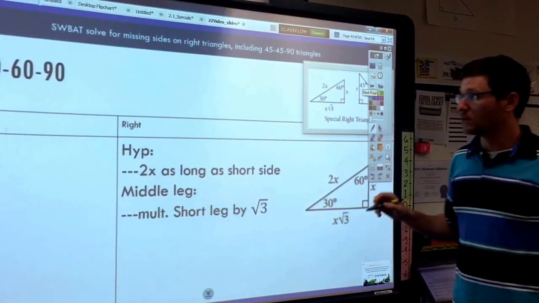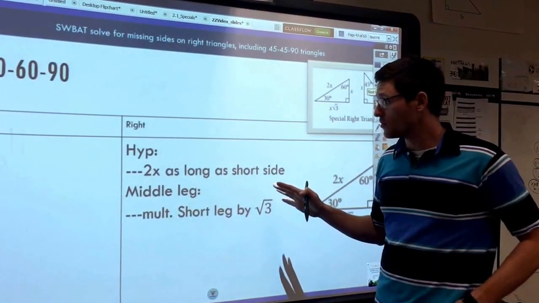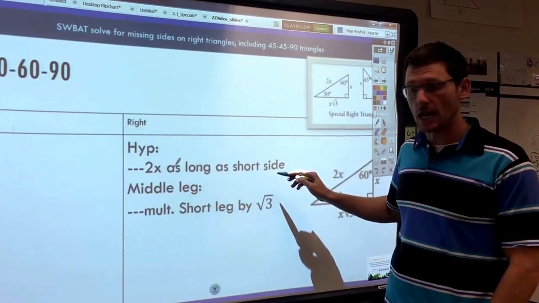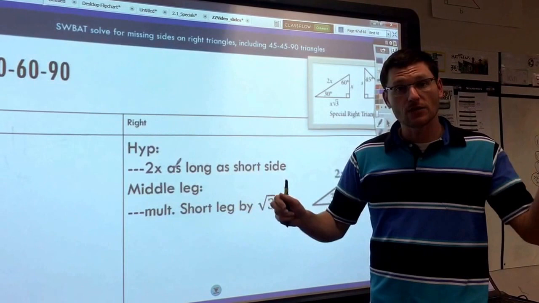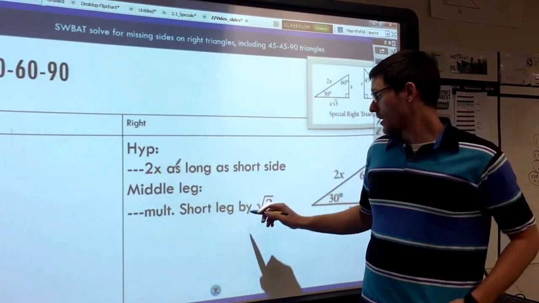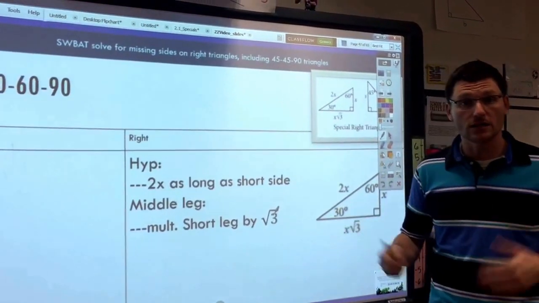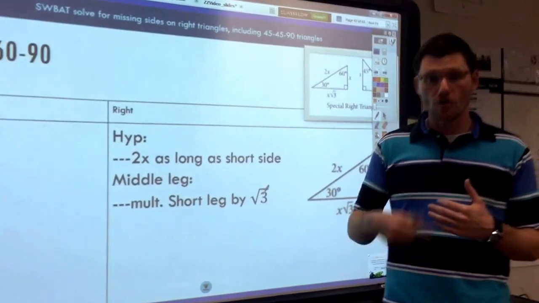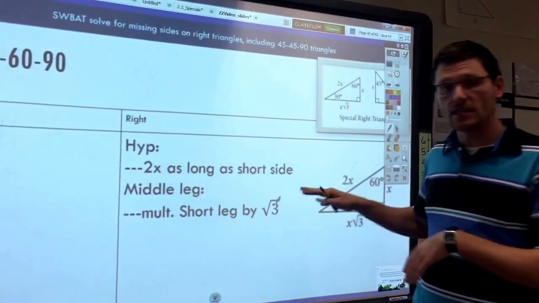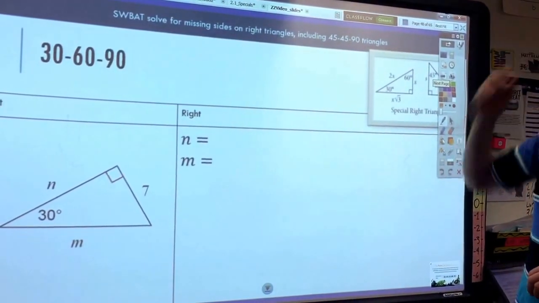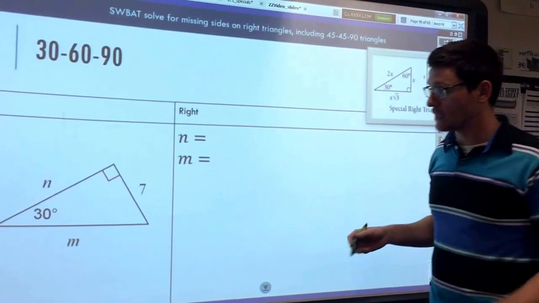And then we also looked at the 30, 60, 90 special triangles, where the hypotenuse, the longest side, is twice as long as the short side, and the middle side, the one that's not the longest or the shortest, is just square root of 3 times the short leg, right? So it gives us some shortcuts so we don't have to do SOHCAHTOA over and over and over again with these special triangles. Okay, so we looked at a couple in class that were like this that kind of let us get to our correct answer.